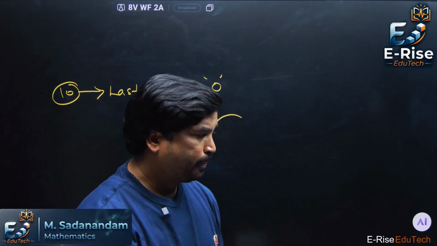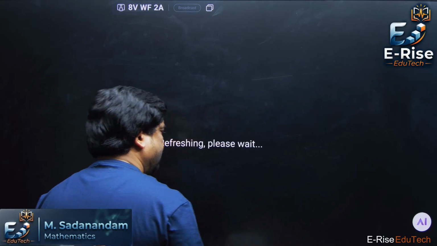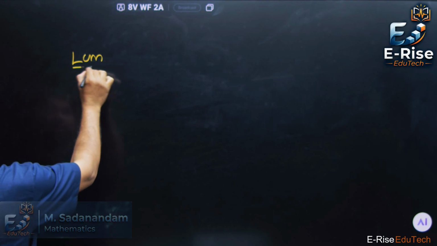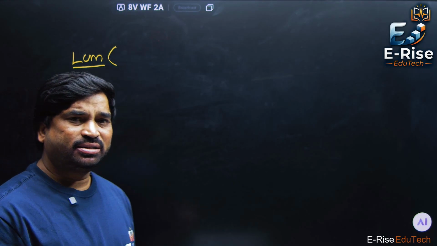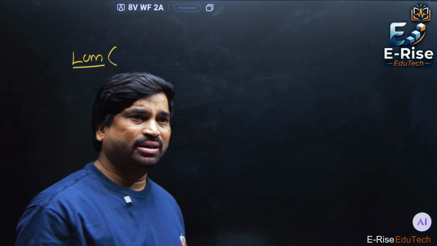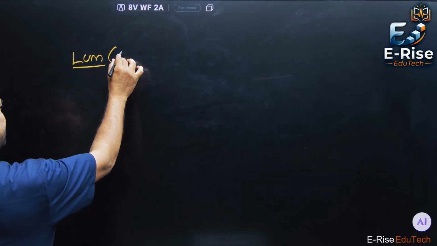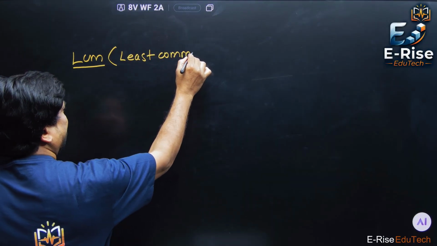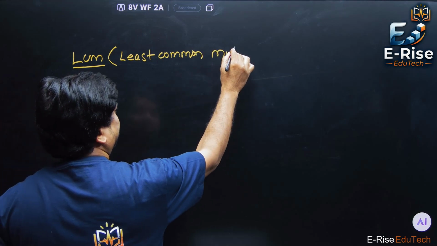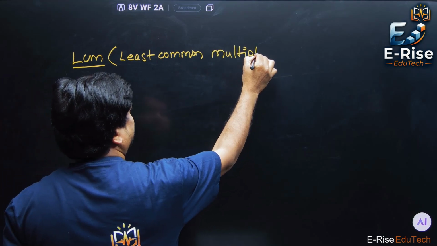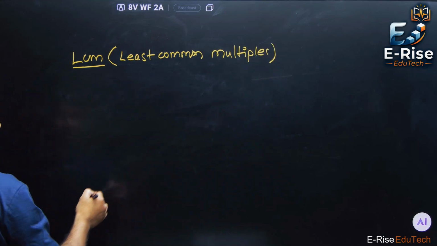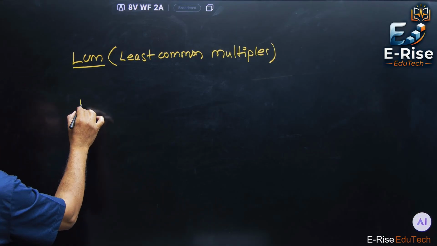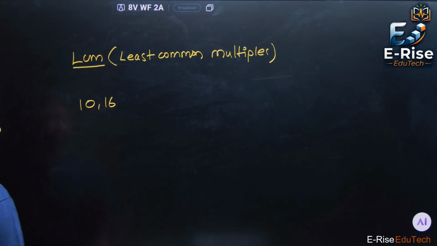Then LCM means least common multiple. What is the least common multiple? We'll see that least common multiples. So what are the least common multiples? We'll see. For example, 10 comma 16.